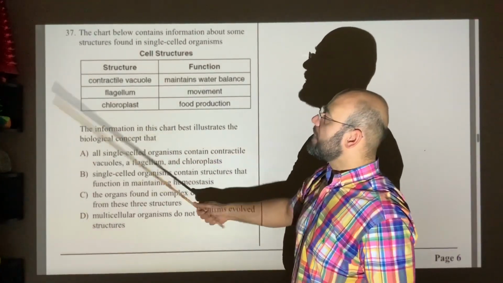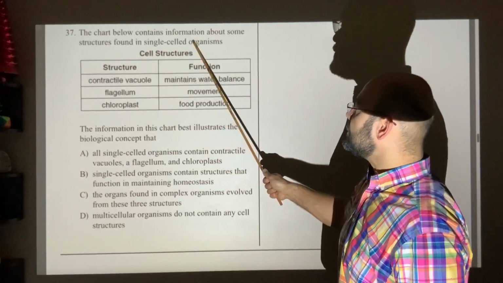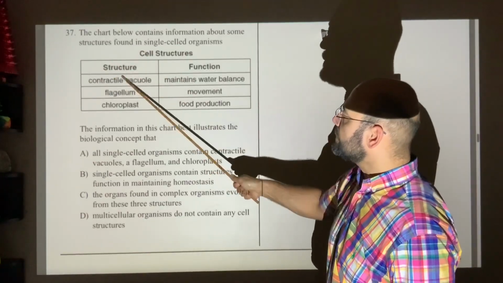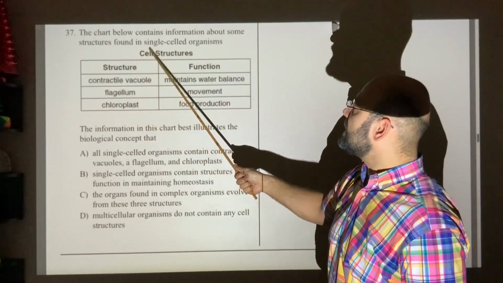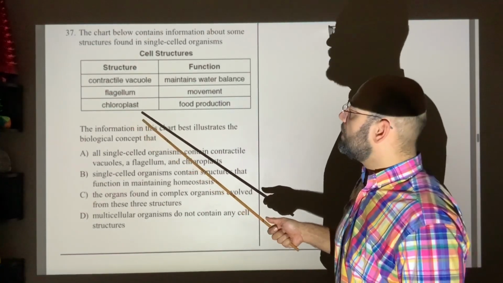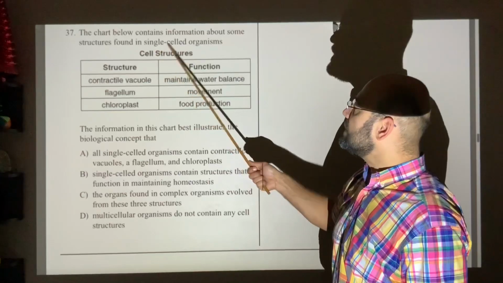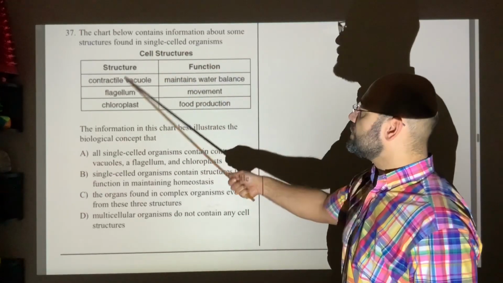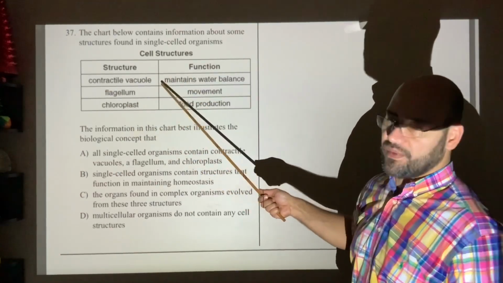All right, 37. The chart below contains information about some structures, some sort of structures, right? Found in single-celled organisms. Yeah, amoeba, right? So, okay, we're talking about structures. We're talking about some single-cell organisms. I get it.